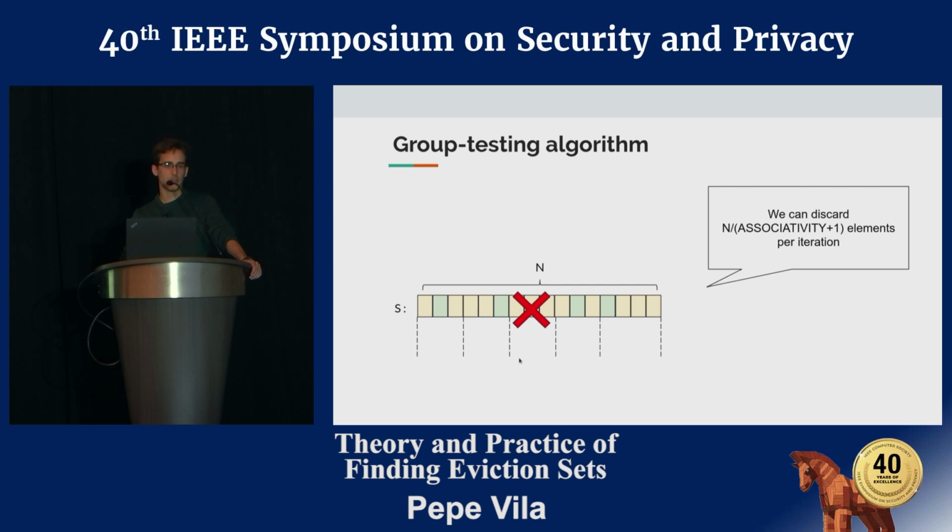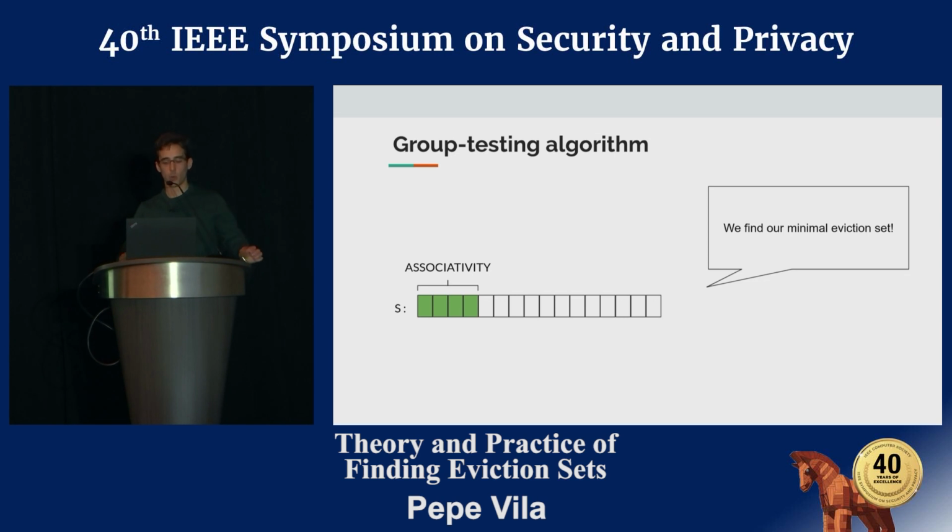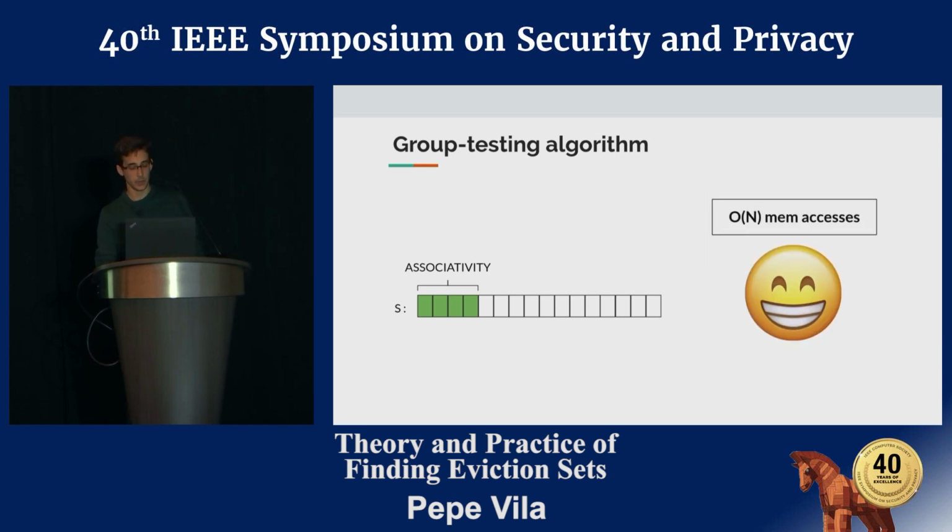And the interesting part is that in the worst case, at every iteration, we can always remove at least one of these subsets. So at each iteration, we are discarding a factor of n number of elements. And if we keep repeating this process, we will end up with our minimal eviction set. And in our paper, we show that the worst case cost in number of memory accesses is linear on the size of the initial set.